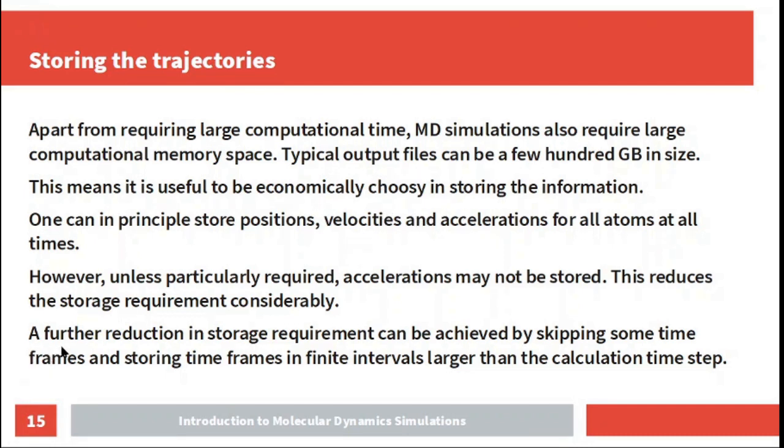And a further reduction in storage requirement can be achieved by skipping some time frames and storing time frames in finite intervals larger than the calculation time step. For example, if your calculation time step is 1 femtosecond, instead of writing positions and velocities every femtosecond, you can write every 10 femtoseconds. So you start with r at t equal to 0 femtoseconds, then you write r at t equal to 10 femtoseconds, then r at t equal to 20 femtoseconds, and so on. This can reduce your requirement considerably.